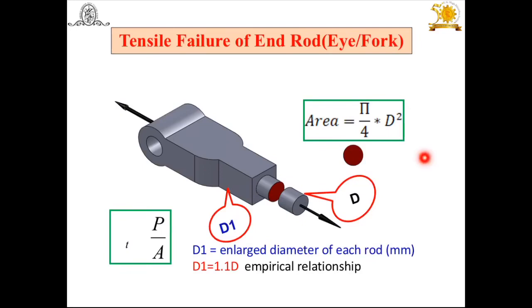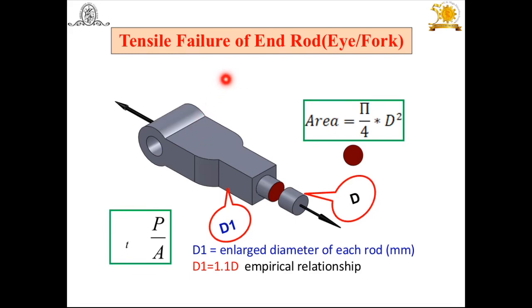How to design the components? Components means eye, fork and pin. Again here, first of all find out the end rod diameter of the eye and fork. You can consider any one, no problem. Now I am considering in this case the eye. Look, this is the eye which is subjected to tensile force. So because of this tensile force, what is going to happen?